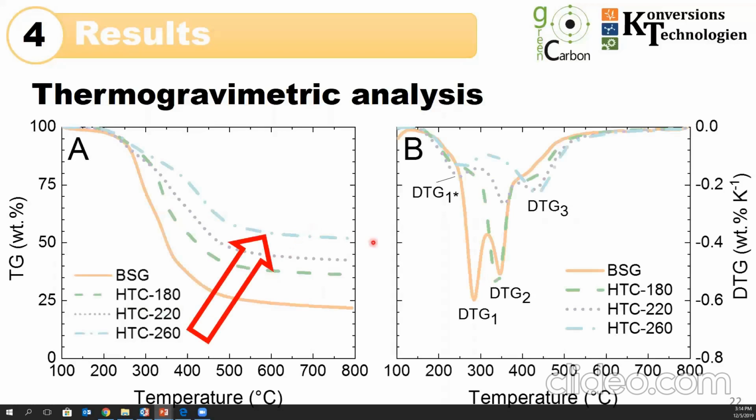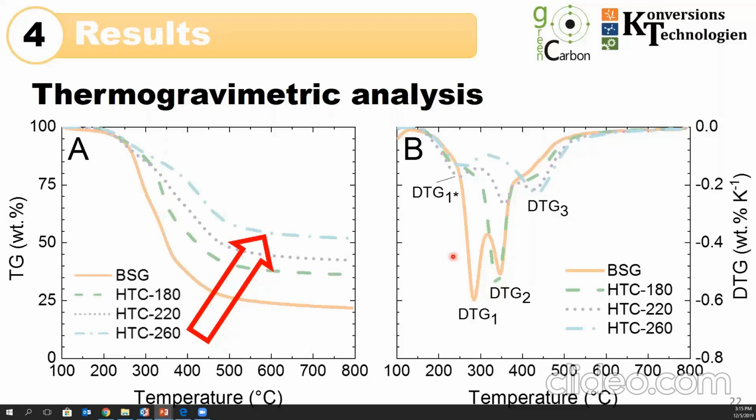Then the corresponding DTG curves obtained in TGA showed the typical degradation for lignocellulosic biomass, where the orange curve corresponds to brewer spent grains. We can see the first peak related to hemicellulose, the second one related to cellulose, as well as the residual peak, which corresponds to lignin. However, in this case, brewer spent grains contain a lot of proteins. Therefore, this residual peak can also correspond to the degradation of protein.